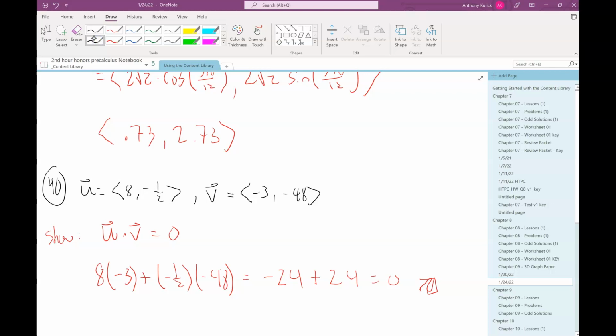Overall, problems in this section, if you know what you're doing, they're pretty fast, right? Again, getting comfortable with the notation and remembering some of the operations takes a little bit of practice, but by the end of this, you should feel pretty good about stuff. Nothing too terribly complicated.